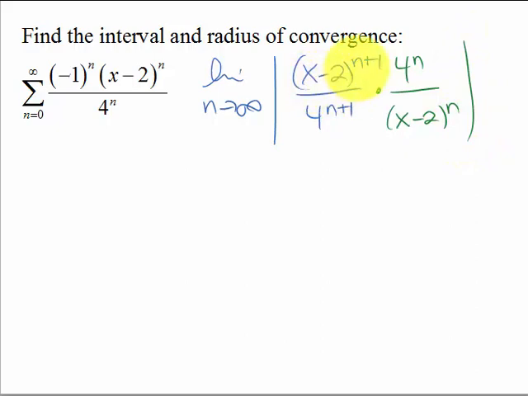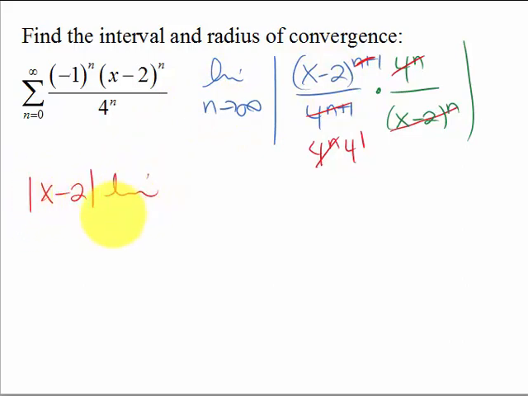We know that (x - 2)^(n+1) is (x - 2)^n times (x - 2)^1. So here our (x - 2)^n's would cancel and leave us just this (x - 2)^1. Same down here, this is 4^n times 4^1, and so the 4^n's can cancel. So now we're going to bring this (x - 2) out in front of the limit because it doesn't involve n, but it does need to be inside of the absolute value signs.